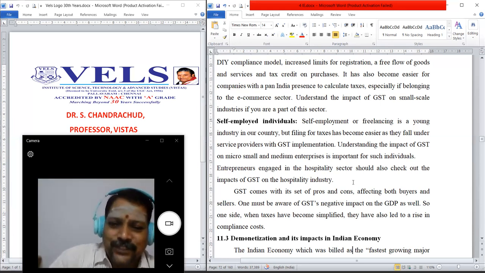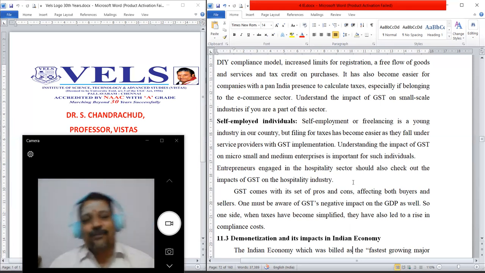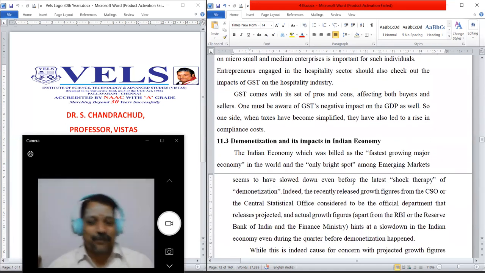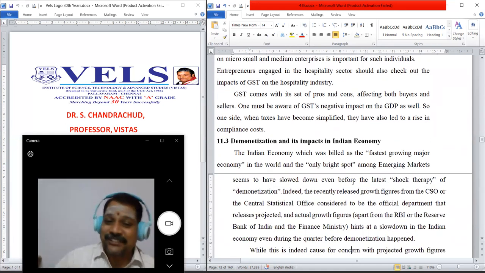One must be aware of the GST negative impact on GDP as well. There is no need to say only the positive effect. Once you know what the negative effects are also, then it is easy for us to manipulate things for the betterment of our well-being. So on one side, the taxes have become simplified, and they have led to a rise in compliance costs. Now, let's move to the second major implementation in India, demonetization.